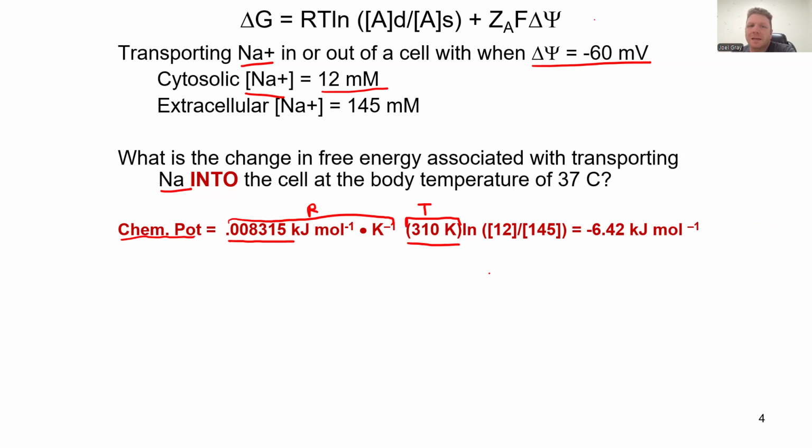Okay, so our destination is, we're sending sodium into, so our destination is the cytosol. So this is lowercase d for destination, and 145 is our source because it's coming from outside of the cell. This is ultimately going to give us a chemical potential of negative 6.42 kilojoules per mole. So from a chemical perspective, this is favorable. Now, the follow-up to this, however, is we need to get the second half of the equation taken care of and accounted for.